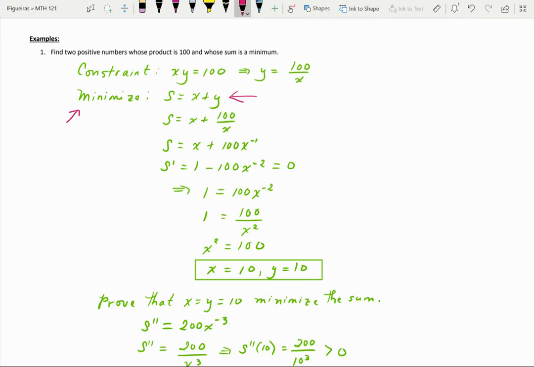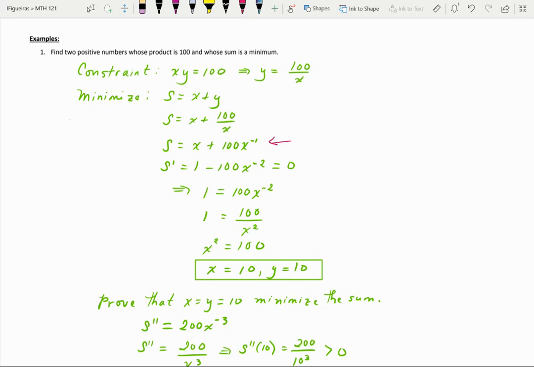So before we take the derivative, you're going to want to use your constraint and solve for one of the variables. So here I solved for y. You could have also solved for x. Either one would work. And we use that equation, y equals 100 over x, and substitute it into your s equation. So I have s equals x plus 100 over x. So now I have one equation in terms of just the variable x. So on the next line, I rewrote 100 over x as x to the negative 1 to make it easier to take the derivative of.